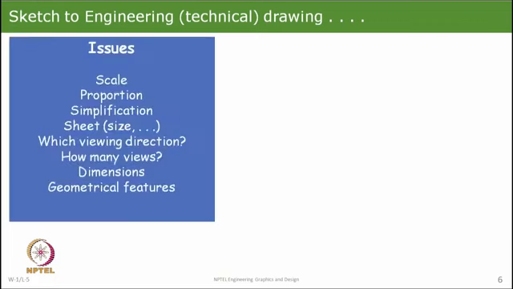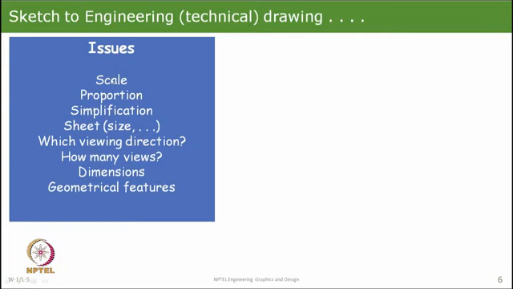So, what happens in a technical drawing? From a sketch we want to make what we call an engineering drawing or a technical drawing, and there are many issues we have to deal with, and the person who makes the drawing has to consider all these aspects with the view that not only the drawing is complete, but somebody else whom you do not know, you will never meet, should unambiguously and clearly understand what you have made. That is a fundamental requirement of engineering drawings.